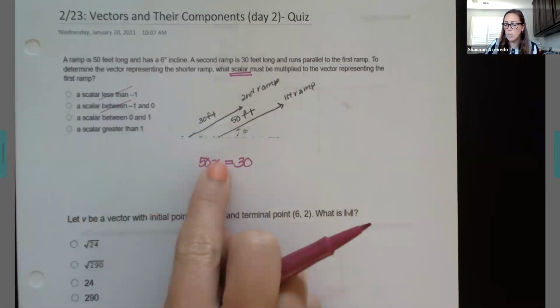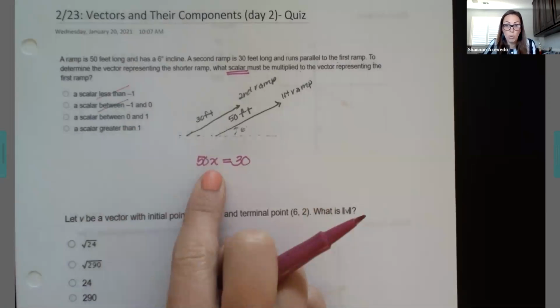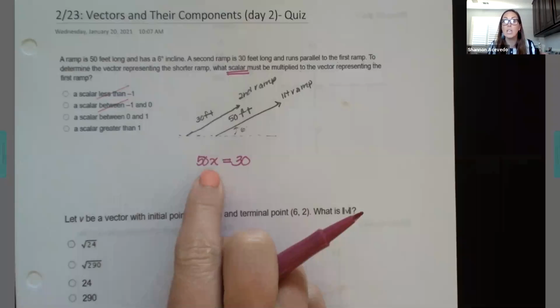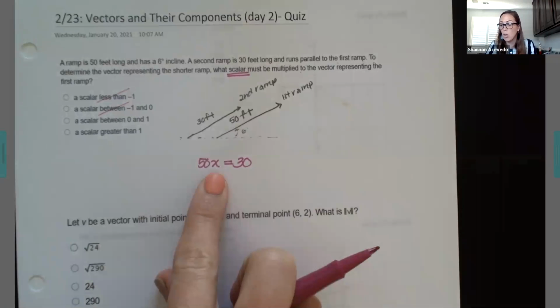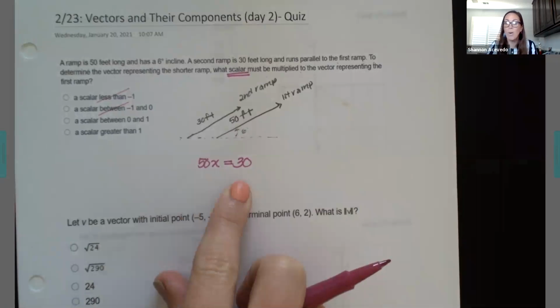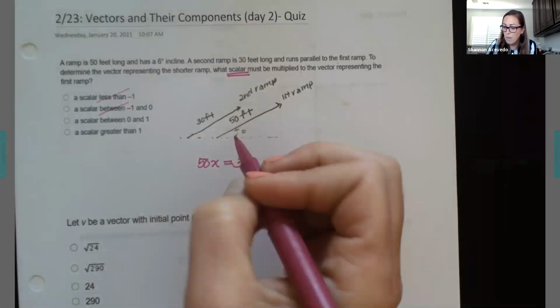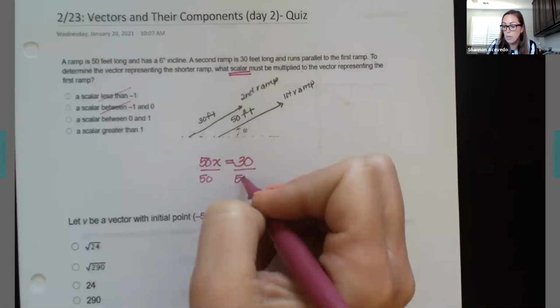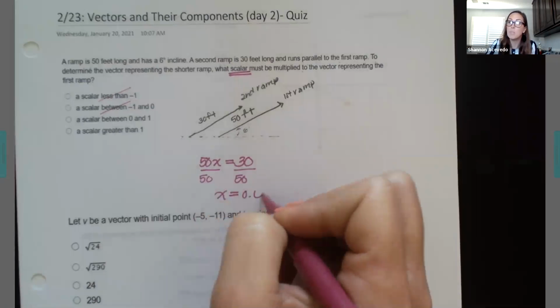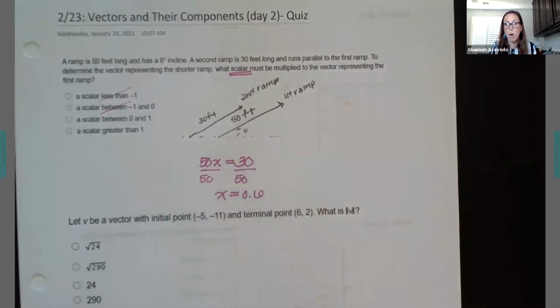Well, think about this. If it's greater than 1, such as a number of 2, that would give me a value of 100. If I had a number like 10, that would give me 500. So the bigger the number, the larger this value is going to be. The larger the number I multiply by my 50, the larger the result. So I could solve for this: if I divide both sides by 50, I would get 0.6. But I should be able to tell that if I want a number that's smaller than what I'm starting with, then I need to use a fraction or some number between 0 and 1.